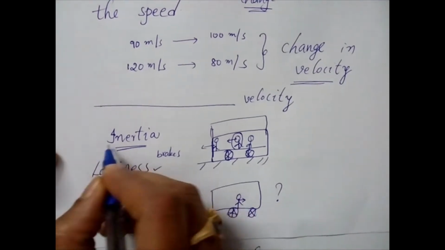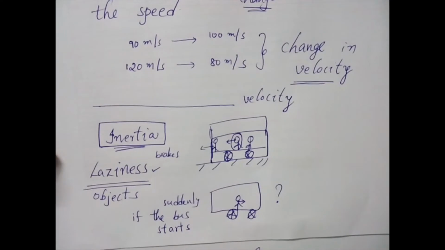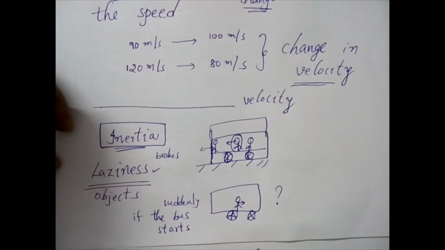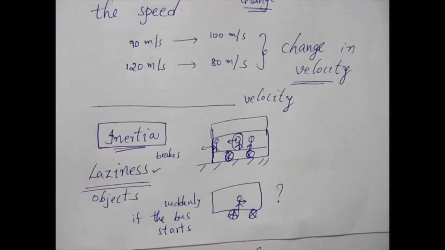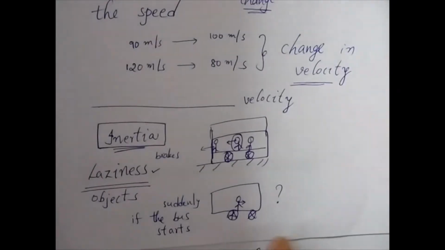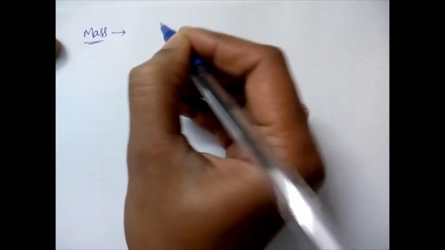So that laziness in physics, what do we call? Inertia. We call it inertia. So why is this inertia? Objects possess inertia because of their mass. Now, you know what is mass? Or if you don't know, you will learn in the next chapter, gravitation.